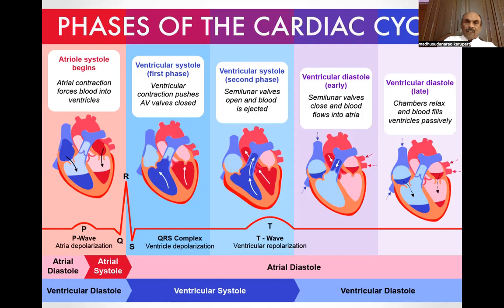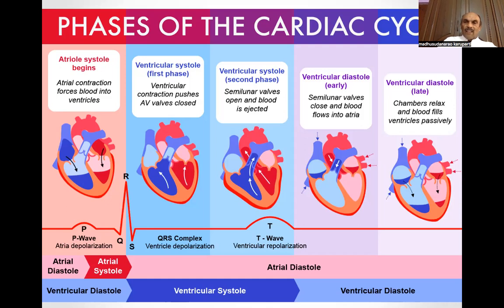The next phase is the ventricular systole, second phase. Here, the semilunar valves open and blood is ejected into the great vessels. Of course, the AV valves remain closed. This phase corresponds to the T wave of the electrocardiogram. This is followed by ventricular diastole, which occurs in early and late phases.